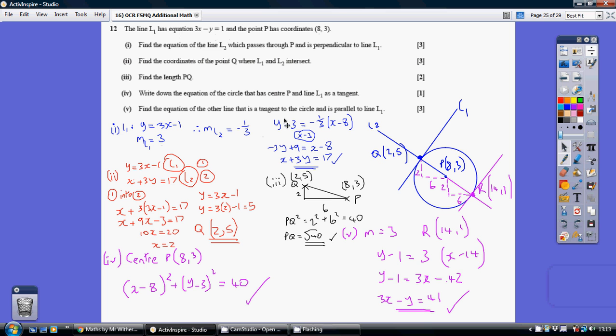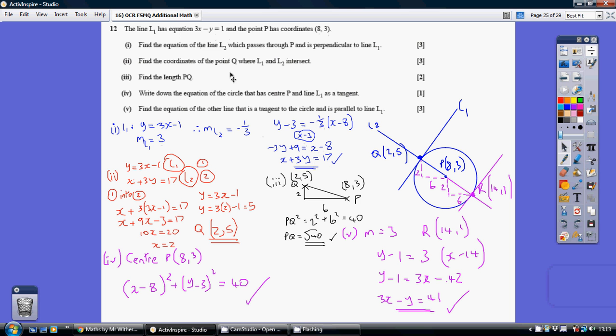So using the formula y minus y1 equals m(x minus x1), we know the gradient is minus a third, and we know a point on the line is (8, 3). Substituting that in, we get y minus 3 equals minus a third (x minus 8). In order to undo the minus a third, I've chosen to multiply through by minus 3, giving me minus 3y plus 9 equals x minus 8. Then adding 3y and adding 8 to both sides, I get x plus 3y equals 17.